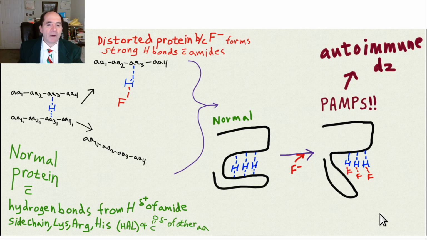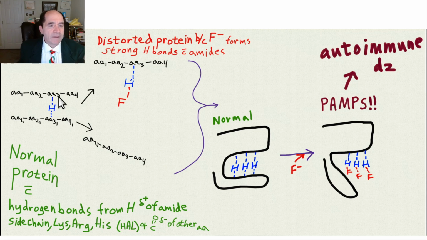Okay, so here we're going to be talking about F-. First of all, let's take a look at a normal protein. AA1 is the first amino acid, 2 is the second, 3 the third, and the fourth is over here. So this is a typical protein, which is just a string of amino acids. They often fold back upon themselves and have hydrogen bonds between the amino acids to hold them in a certain configuration. That's very characteristic of protein. They fold a certain way, and that gives them their function.